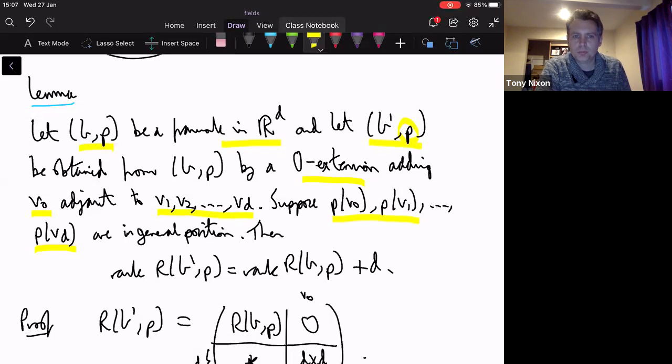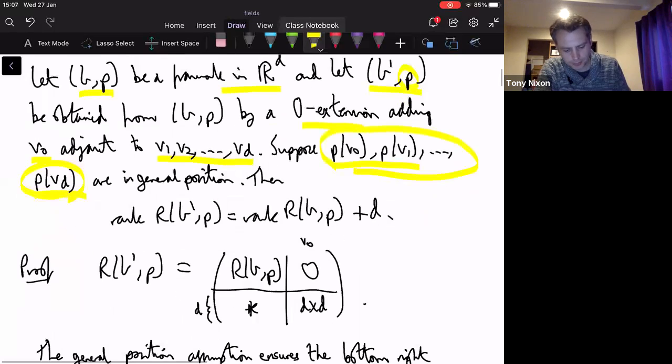So I don't choose to add PV0 collinear or coincident or anything like that with the neighbors of it. It could have been added coincident to some vertex it's not adjacent to. I will allow that sort of thing, but it just has to be in general position with respect to the D neighbors of it. Okay.